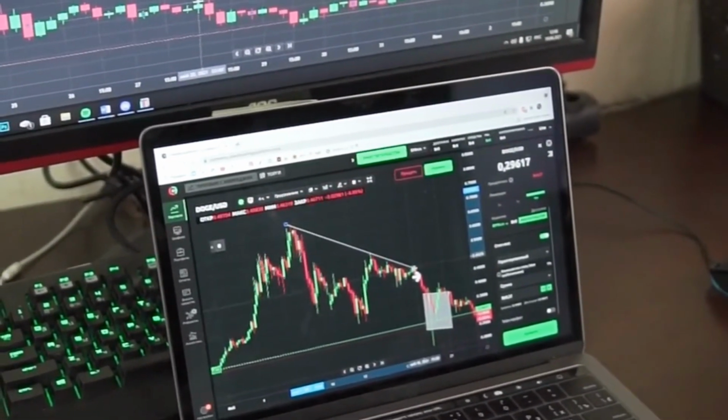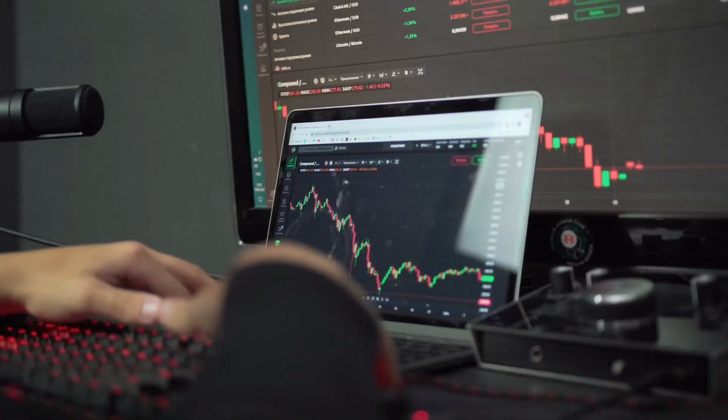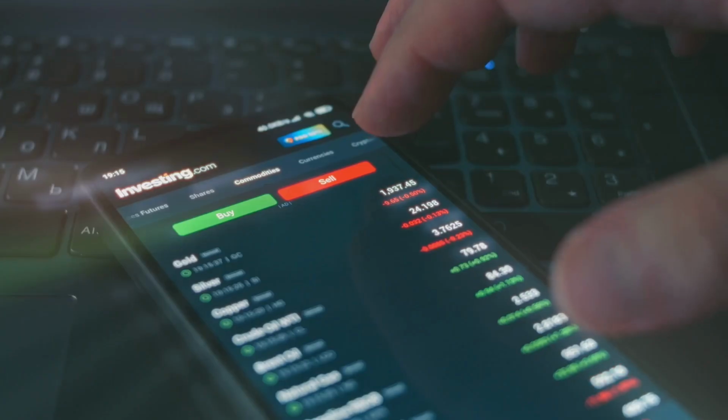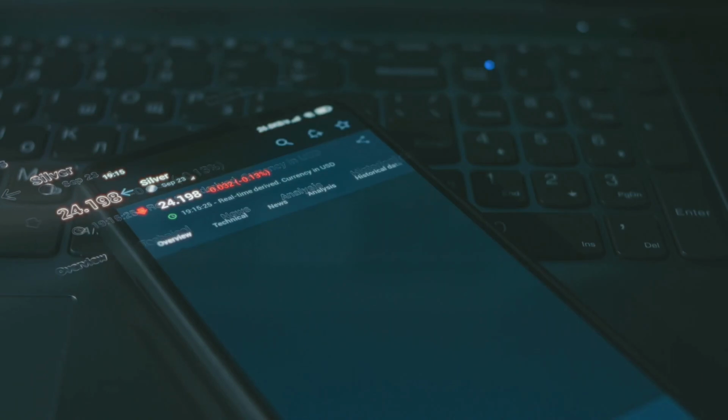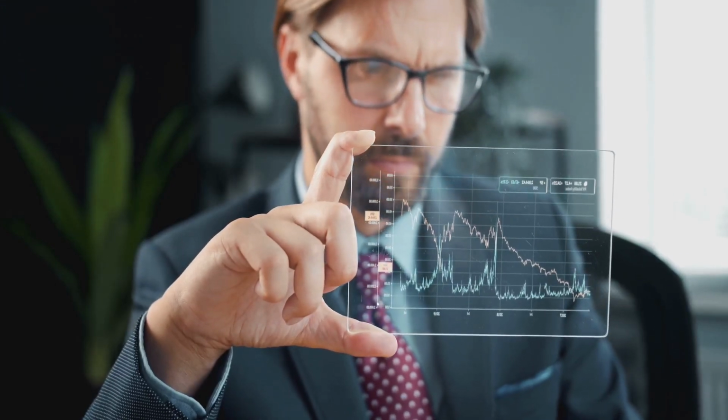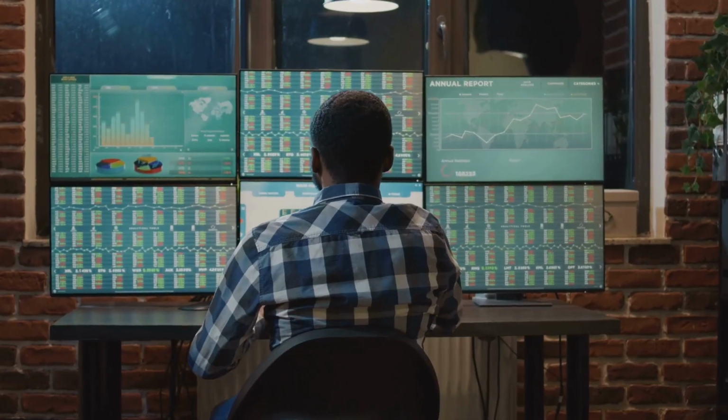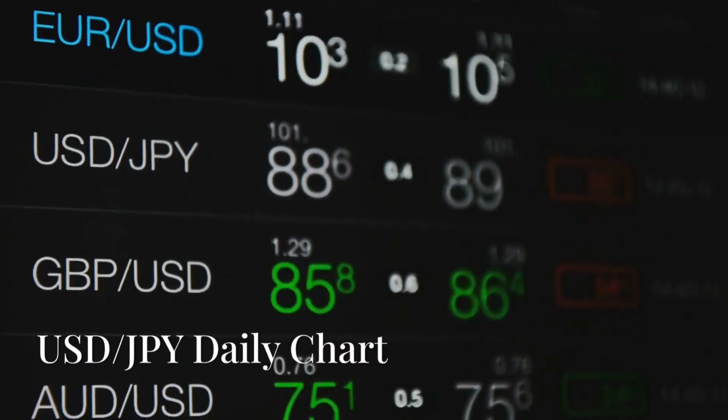Now let's dive into the pullback entry strategy. You want to trade in the direction of the 200 EMA, enter on pullbacks to the 20 EMA, and add confluence with pivot points, RSI or MACD to strengthen your entry.